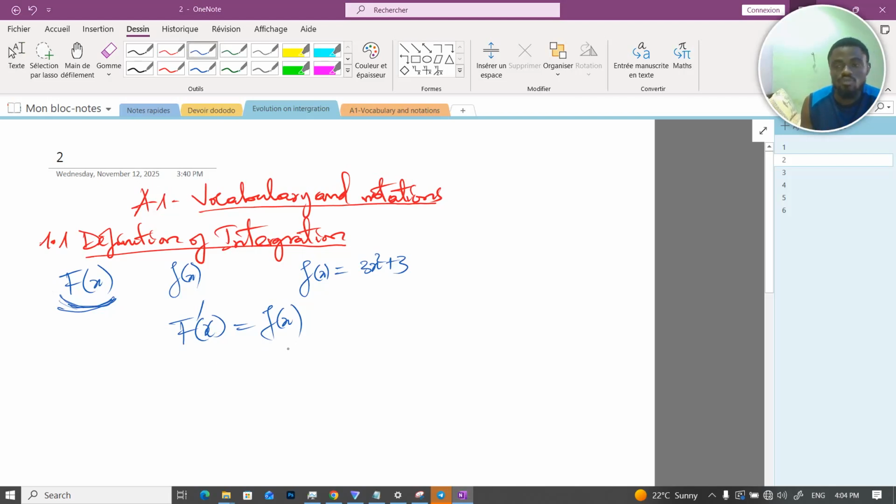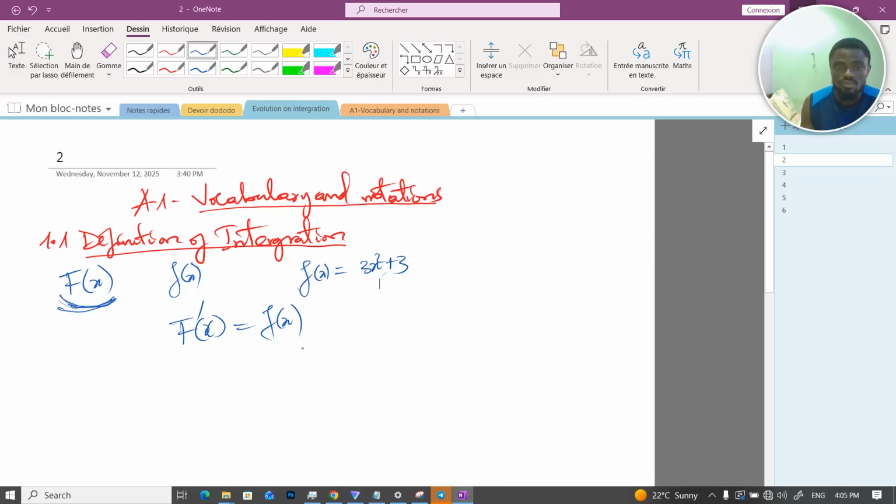In some textbooks, it's also called reverse differentiation. Integration is also termed the reverse of differentiation. In some textbooks, it is called the antiderivative of a function. So in some exercises, instead of saying find the integral of this, they can ask you to find the antiderivative of this function.